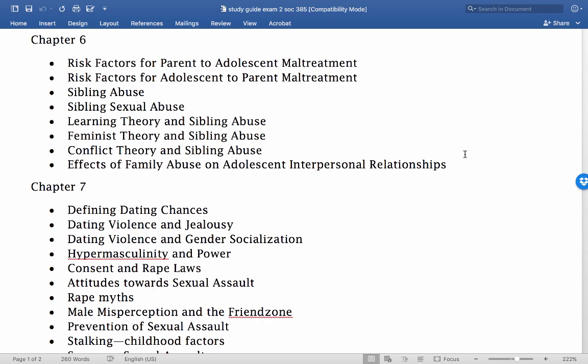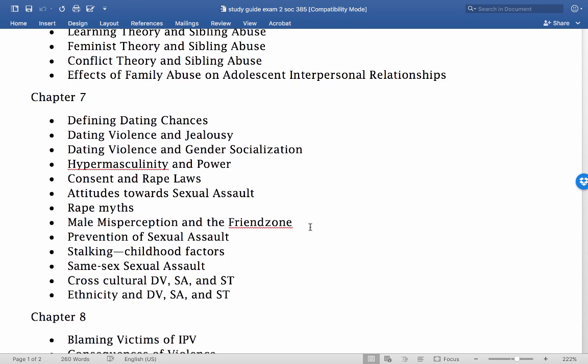Okay, so for chapter 7, let's see. Just basically saying that when we're talking about how dating violence works, it's just the perpetration of physical, emotional, or a threat of abuse for people that are dating but not married.